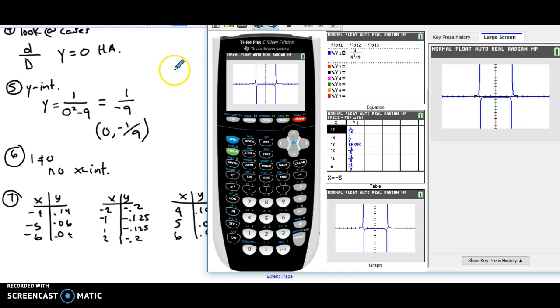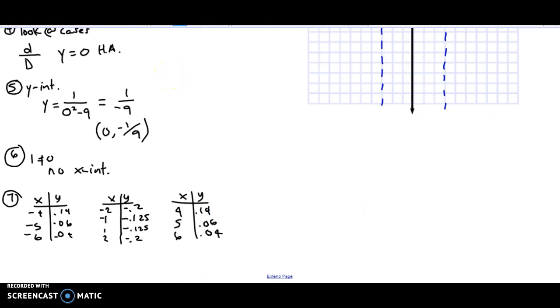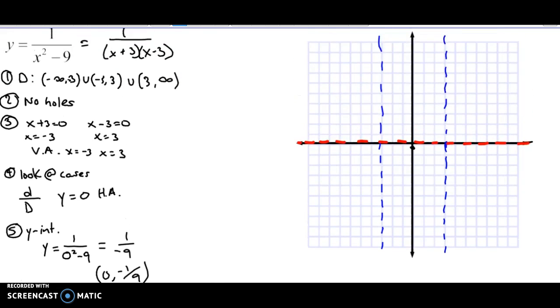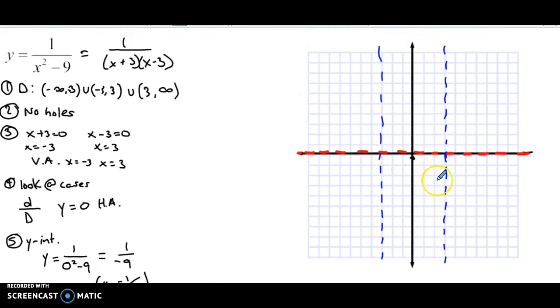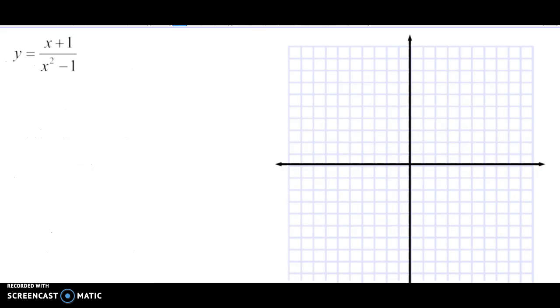So I'm going to go ahead and graph this function. On my graph, it'll pass through this point of -1/9. The value here is close to the vertical asymptote. And these are the steps and procedures to graph a rational function.